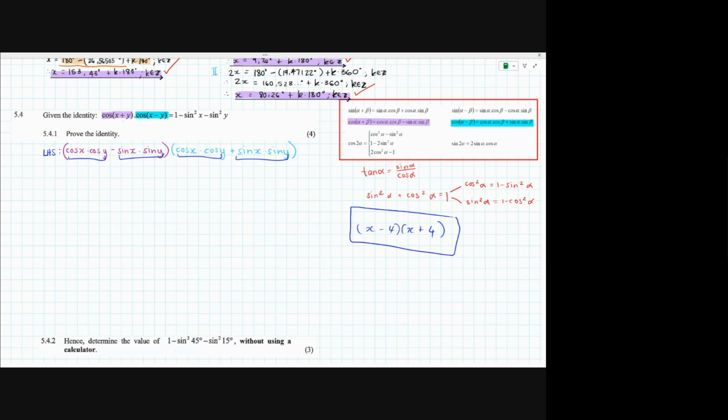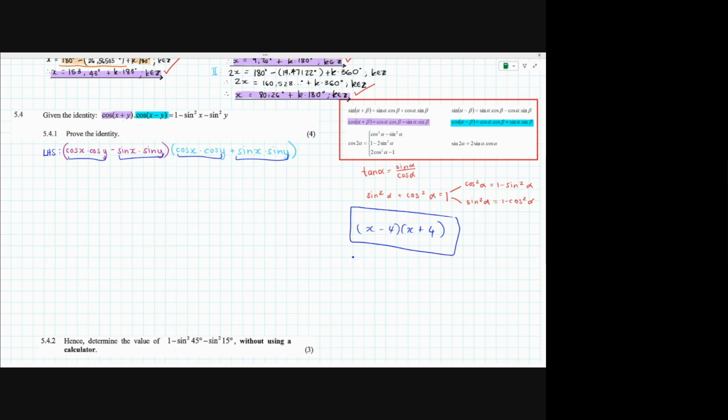Oh, have we forgotten our algebra tools? What are those two brackets? Factorization. Thank you, Leila.